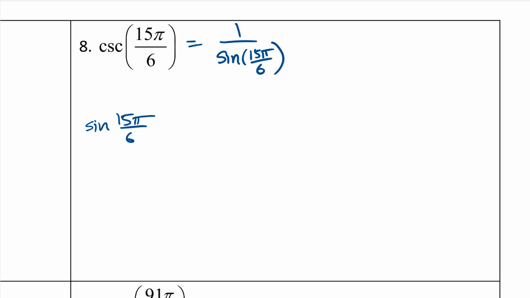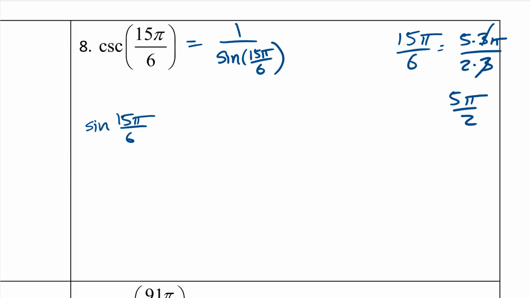All right. Now, what's the reference angle on this? Is it just pi over 6? It's not pi over 6, because 15 and 6 are both divisible by 3. So this is actually 5 pi over 2. It's the same thing as 5 pi over 2. So this is sine of 5 pi over 2.